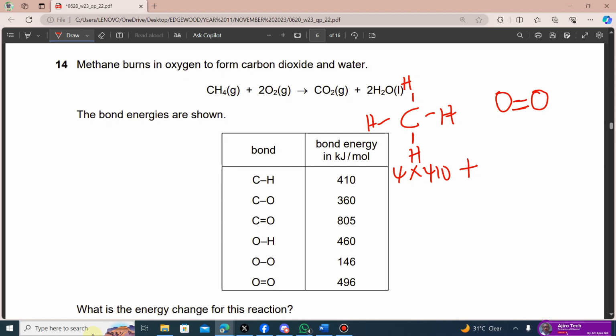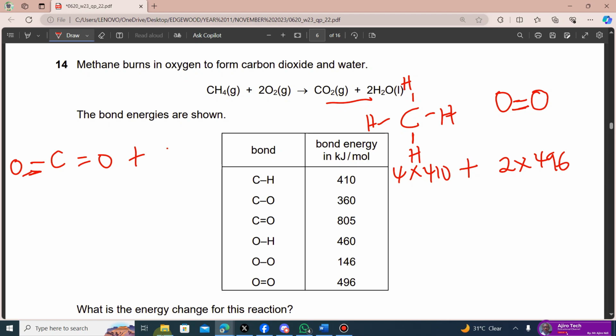Okay, and then there are two of them, so 2 times 496, so that's what we're going to have for the energy required to break bonds. So bond forming now, that is to form the products, we have C double bond O in this case, and then how many C double bond O's do we have? We have 2, so it is 2 times 805 here.